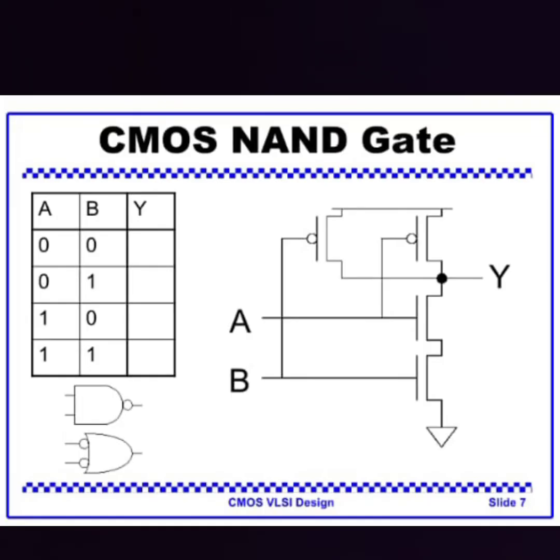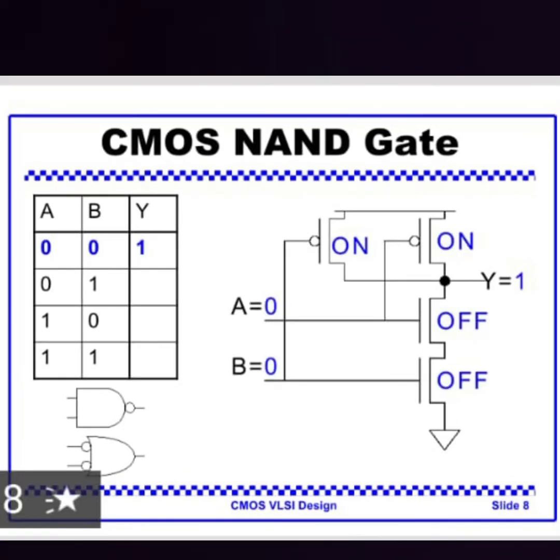Next, let us proceed to the 2-input CMOS NAND gate. We have 4 combinations as inputs: 0 0, 0 1, 1 0, 1 1. If AB are both 0, 0, both NMOS transistors will be switched off, whereas the PMOS transistors will be switched on. So the output is high. If input A is 0 and B is 1, the output is 1, because the first NMOS transistor is switched off and the second NMOS transistor is switched on.